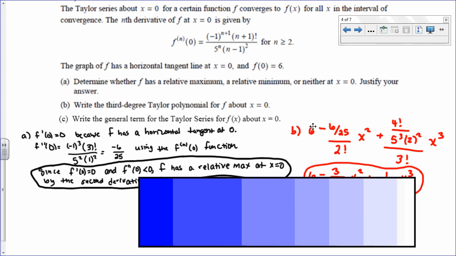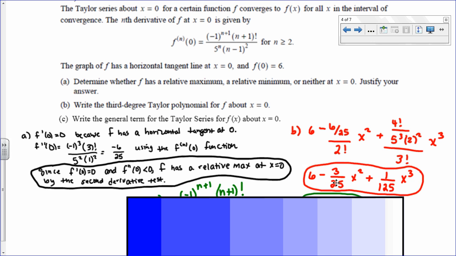Here's the 0th derivative over 0 factorial x to the 0. The first derivative was 0. That's why there's no x term. The second derivative was negative 6/25 over 2 factorial x squared. And the third derivative was this guy. Well, 4 factorial, 5 cubed, 2 squared over 3 factorial, fine. There's your third degree polynomial. Now you can leave it like this, or you can simplify it, and if you simplify it, it turns into that. Honest to God, you can leave it like this if you want.